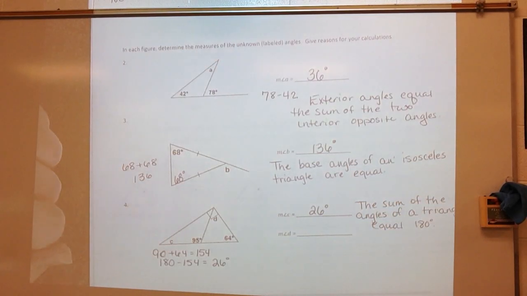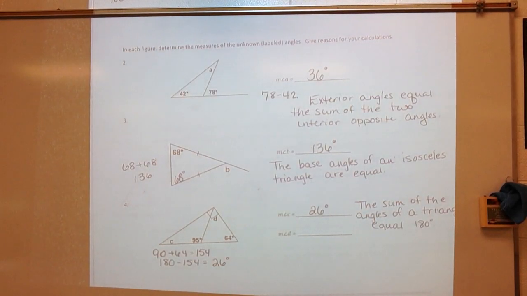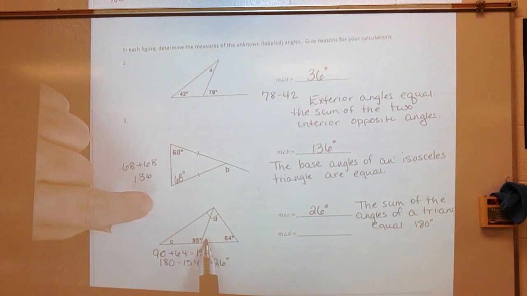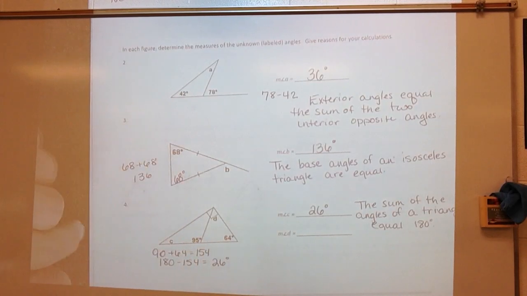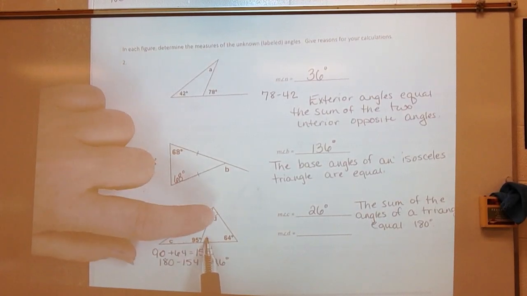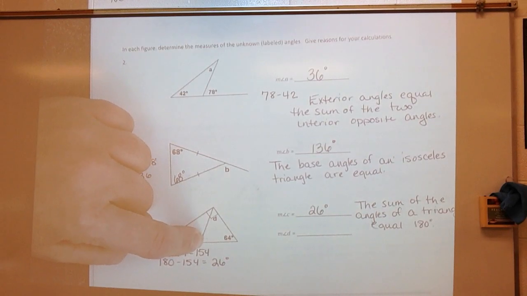Okay? Now, how do I find the measure of angle D? Few different ways that you can do this. Let me show you. Depends on how you look at it. I can actually find this angle because this forms a linear pair. A linear pair is 180 degrees. So 180 minus 95 would give me the measure of this angle, which would then give me 2 of the 3 angles, and I could subtract from 180 degrees.